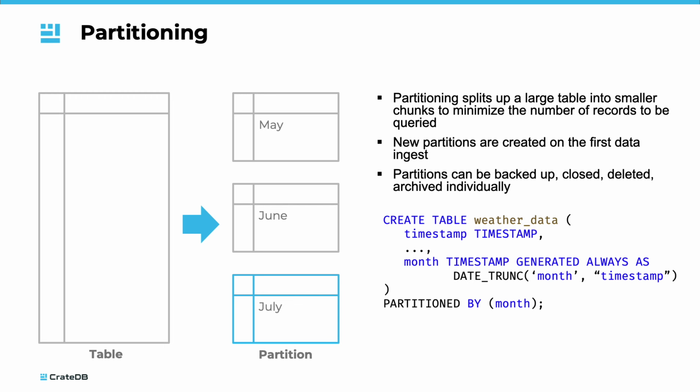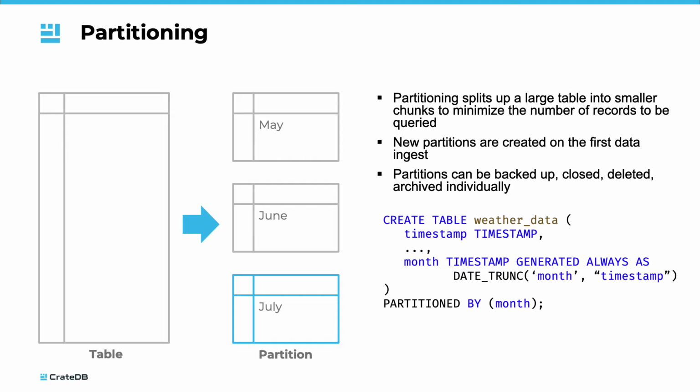Partitioning in CrateDB is a powerful feature that allows you to split up a large table into smaller chunks, or partitions. By doing so, CrateDB minimizes the number of records that need to be scanned during a query, which can significantly improve performance, especially for large datasets. For time series data, you usually use a timestamp or date column to define partition criteria.